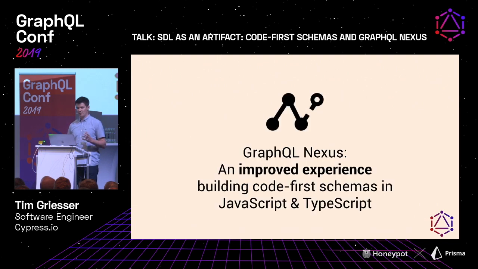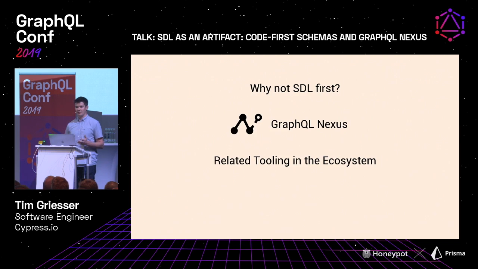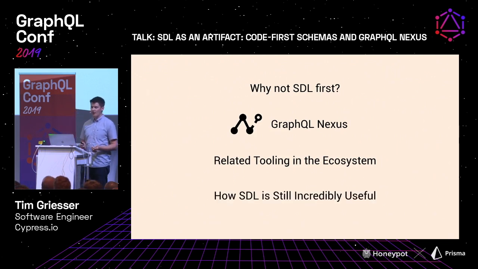And this brings me to the library I'll be talking about today, GraphQL Nexus, the goal of which is to build an improved experience for building code-first schemas in JavaScript and TypeScript. So a few things I'll be talking about: why not SDL first, a little bit more on GraphQL Nexus, some related tooling that does code-first in the JavaScript and TypeScript ecosystem, and how SDL is still super useful.